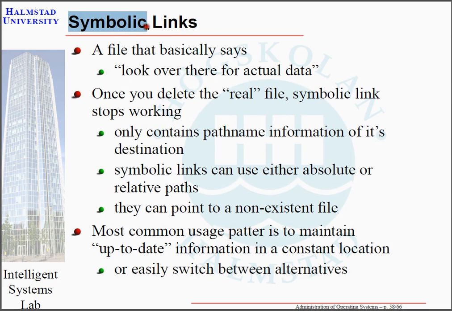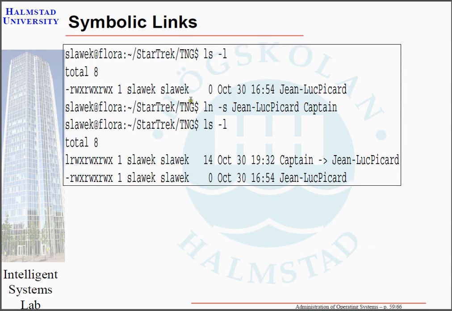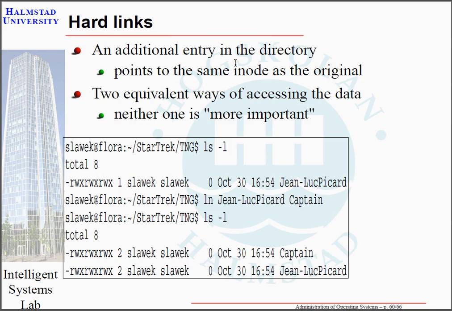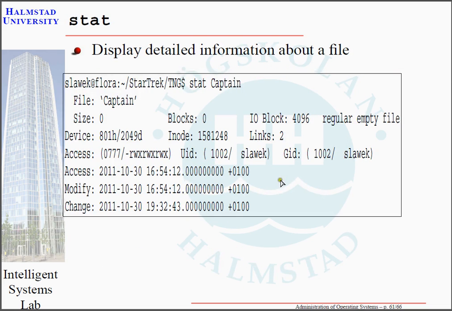So there are two kinds of links in Linux. One is called symbolic links, which basically says look over there for actual data. So there is a real file and a symbolic link which just tells you where the actual data can be found. Here is an example of how it works. And there are also hard links, which are just additional entries in the directories, which point to the same inode as the original. So then both ways of accessing the data are equivalent. Neither one of them is more important. So here you can see the difference.